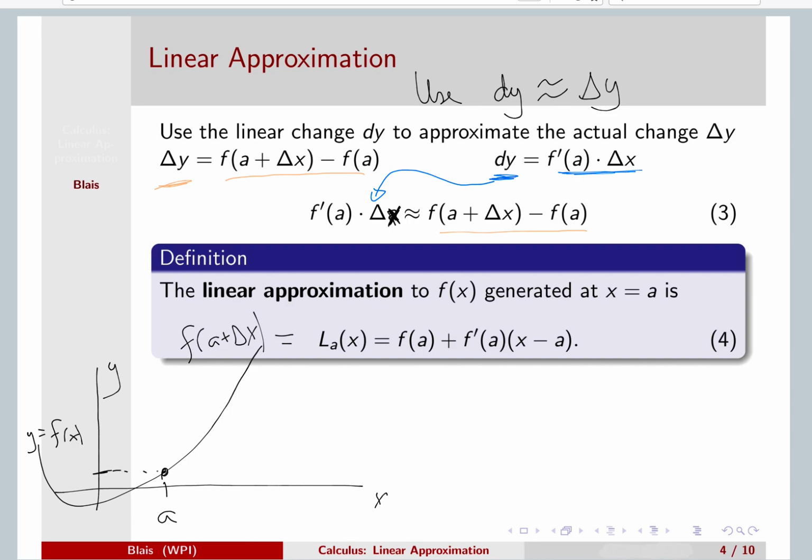This is the point a, f of a. All this is saying is that this is just a fancy equation for the tangent line at x equals a. So the tangent line at x equals a is exactly this, y equals L sub a of x.